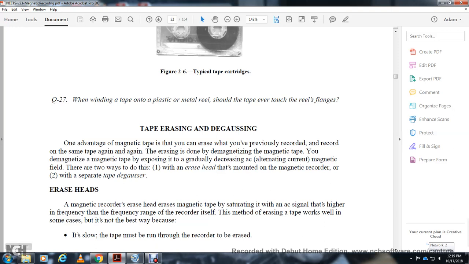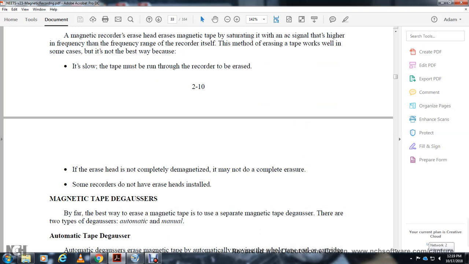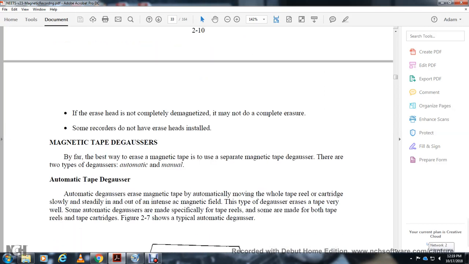With the magnetic recorder, the erase heads erase the magnetic tape with an AC signal higher than the frequency range of the recorder itself. This method of erasing the tape works well, but in some cases it is not the best way because it is slow, as the tape must run through the recorder to be erased. If the erase head is not completely demagnetized, it may not do a complete erasure. Some recorders do not have erase heads installed. That's why the better way of erasing tape is a separate magnetic tape degausser.